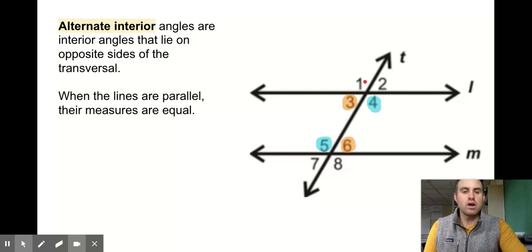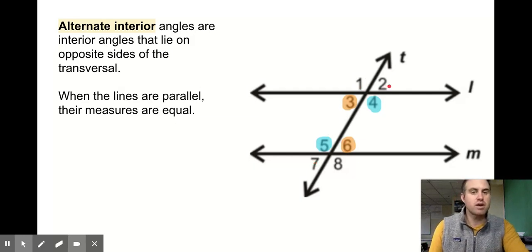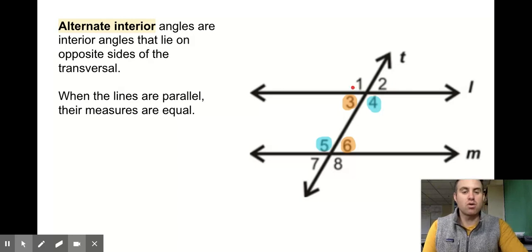And angle 1 plus angle 2, those are supplementary. So that would make angle 1 120 degrees, which would then make angles 4, 5, and 8 all 120 degrees.